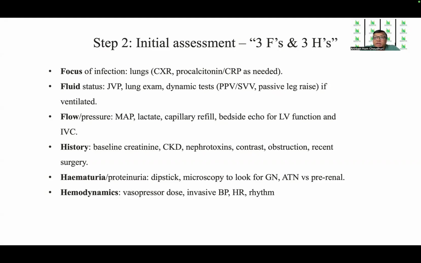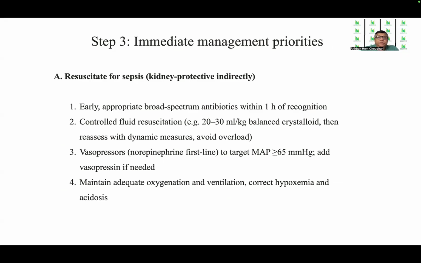Next, the second H is hematuria. Hematuria or proteinuria can be easily detected by dipstick. Microscopy can be performed to look for glomerulonephritis and to distinguish acute tubular necrosis from a prerenal cause. And the third H is the hemodynamics, where we can look for the vasopressor dose necessary to maintain MAP, invasive blood pressures, heart rate, and the rhythm.